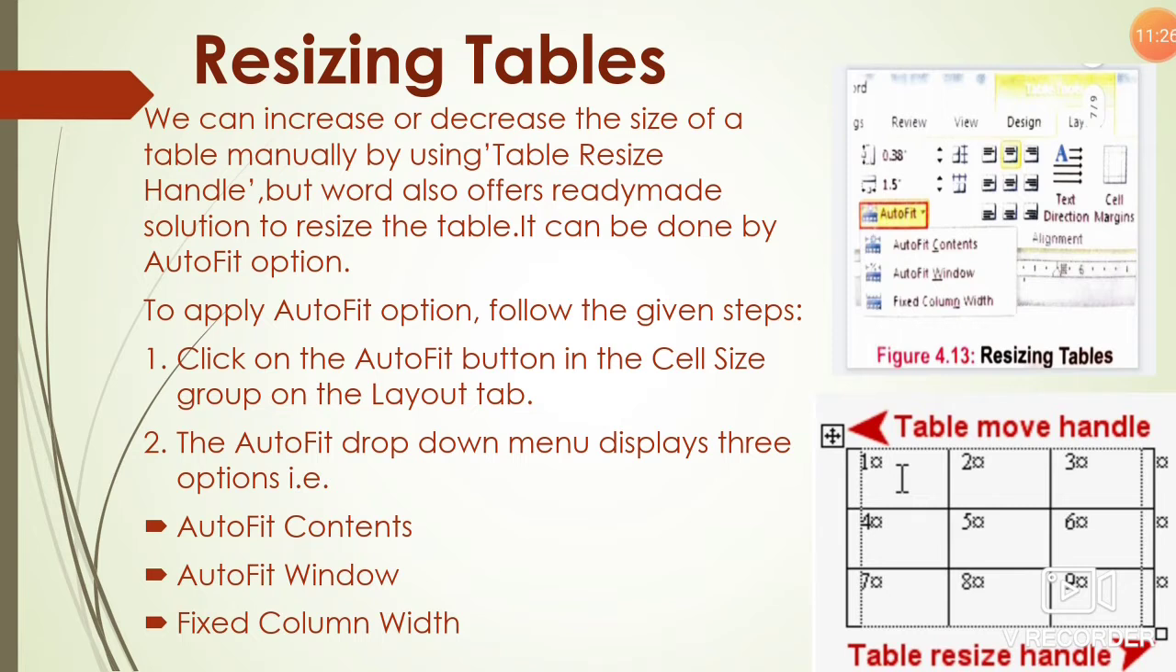And fixed column width, in this the width of the column is fixed, only the text is wrapped in the same cell, means text is wrapped in the cell. All of you understood auto fit content, auto fit window, and fixed column width?